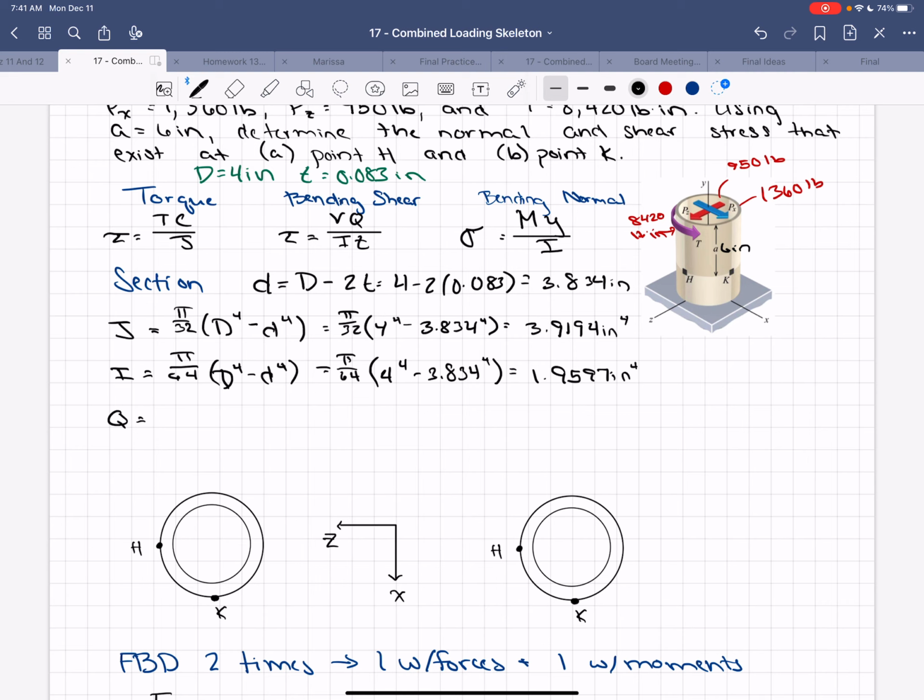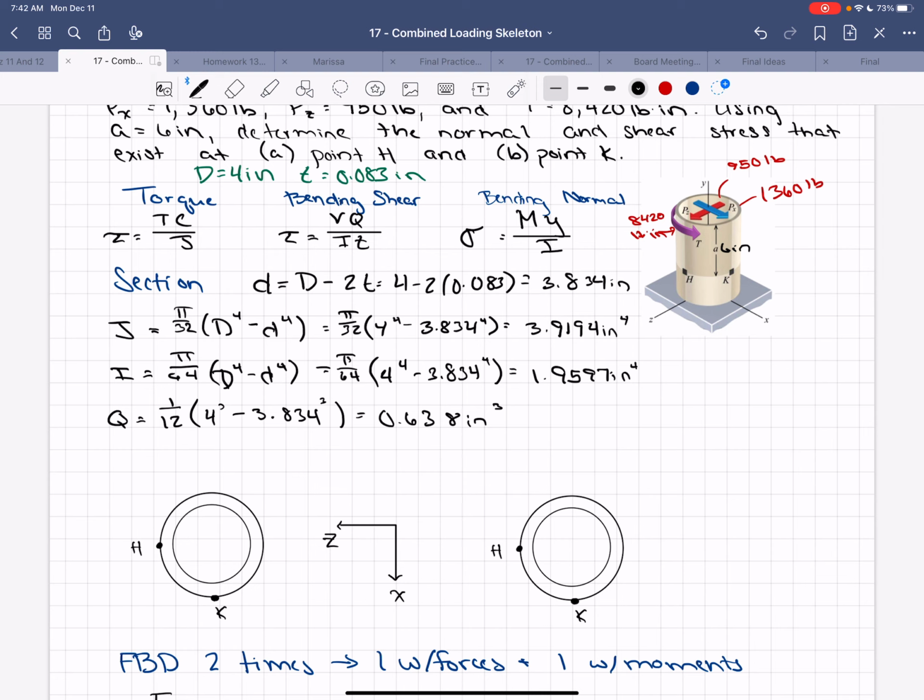And then Q, for circular sections, is either 0 or, at the neutral axis, for our purposes anyway, 1/12 times outside diameter cubed minus inside diameter cubed, and we get 0.638 inches cubed.